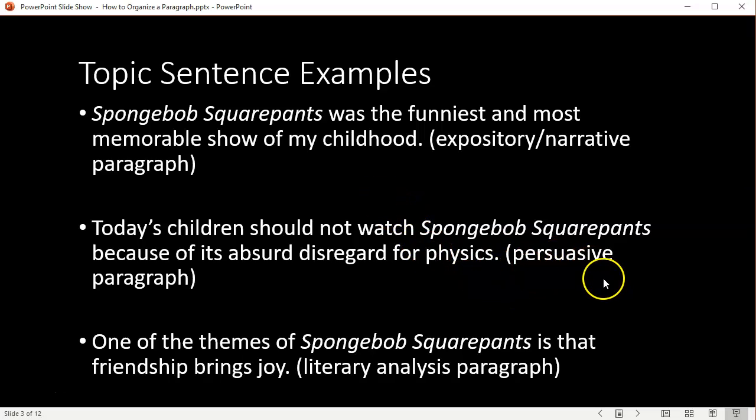Persuasion is the other one. So maybe instead of explaining a concept, you're actually trying to convince your reader to think or do something. That would be persuasive writing. We'll look at that too.